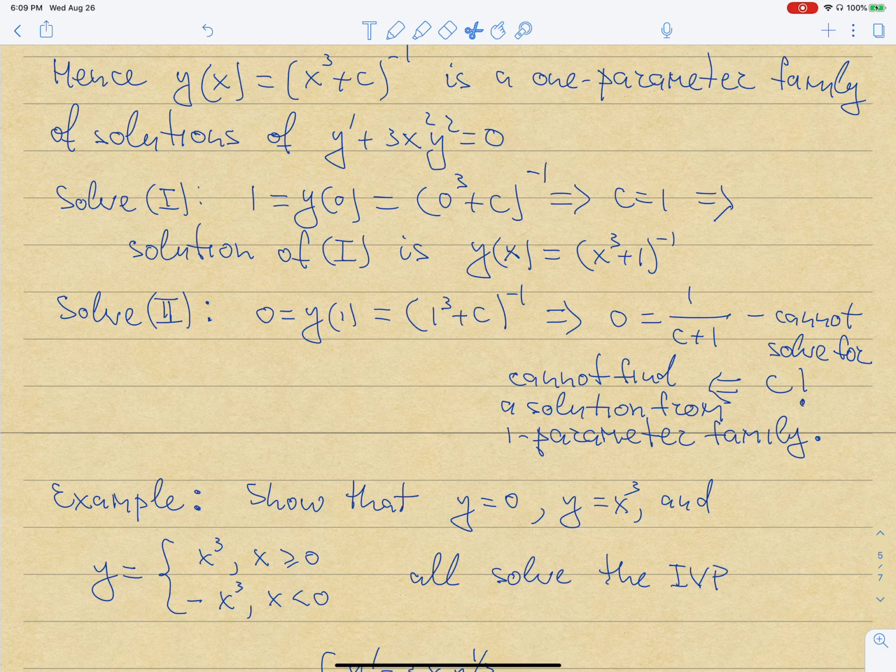So that means that 0 actually is going to be a solution. So let me add a comment here. So note that y identically equal to 0 is a solution of the problem 2, but it is not a part of my one parameter family.